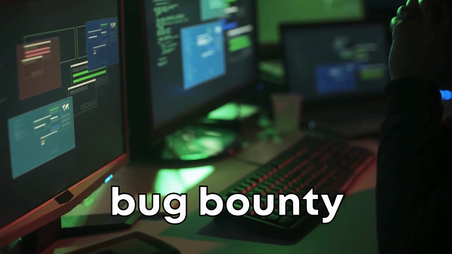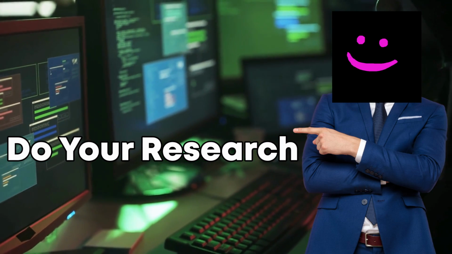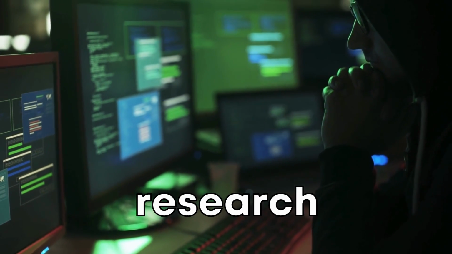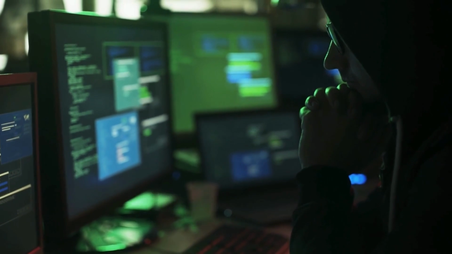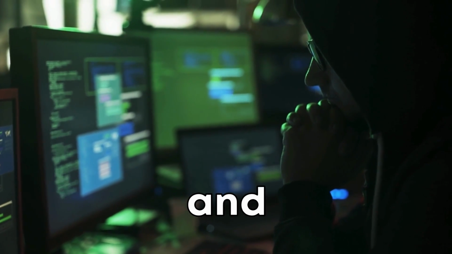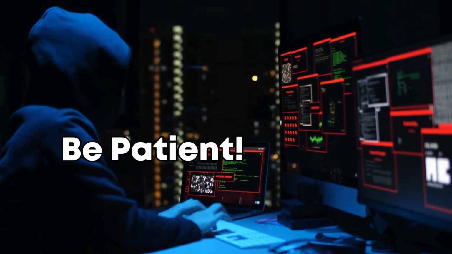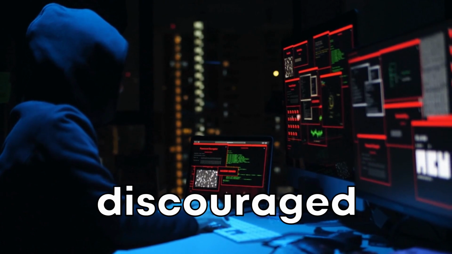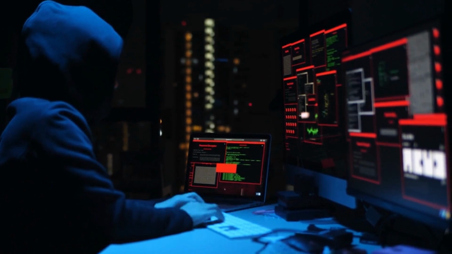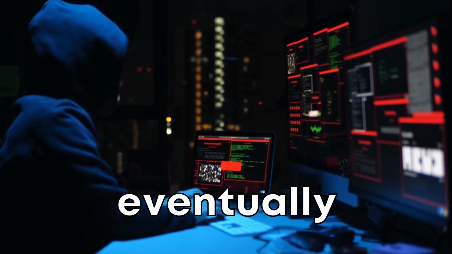Tips for success in bug bounty programs. Do your research. Before you start hunting for bugs, it is important to research the company or organization you're targeting. This will help you understand their systems and networks, making it more likely that you will find valid bugs. Be patient. It can take time to find valid bugs. Don't get discouraged if you don't find any bugs right away. Just keep practicing and learning, and you will eventually find success.